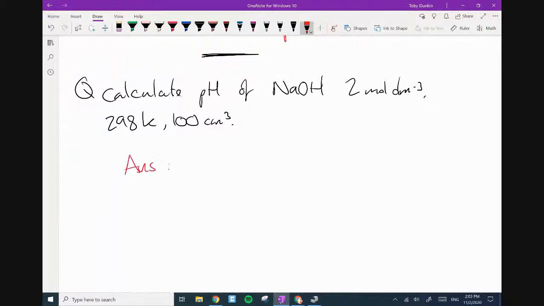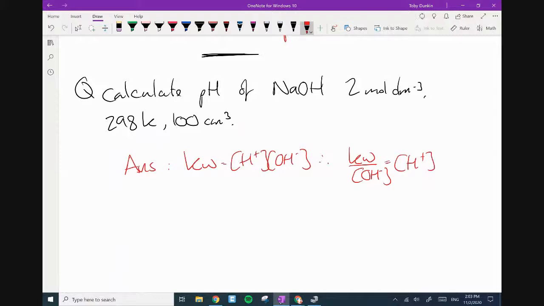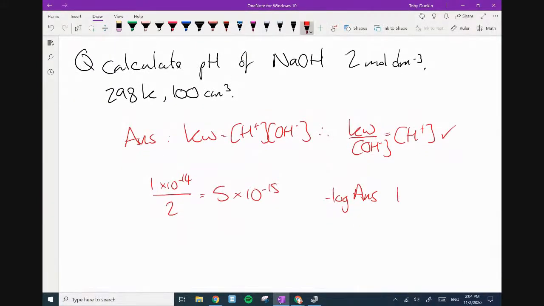Answer, first mark: Kw equals H plus multiplied by OH minus. Never learn a rearrangement. Therefore, Kw over OH minus equals H plus. Right, 1 mark. Now let's input my numbers. 1 times 10 to the minus 14, because it's at 298, over 2. So 1 exponential minus 14 divided by 2, and I get 5 times 10 to the minus 15. Right, minus log answer, and I get a pH of 14.3.